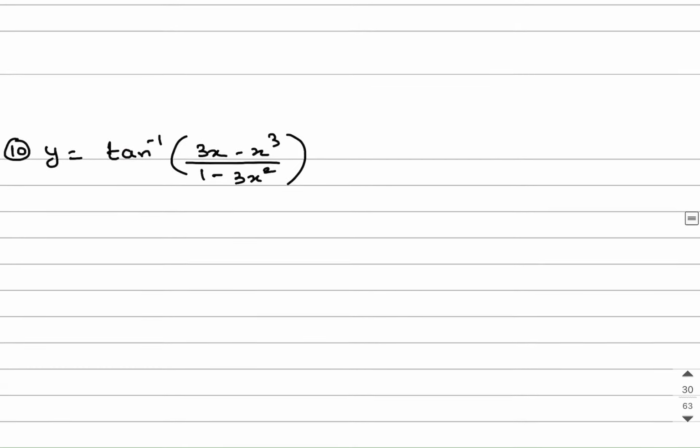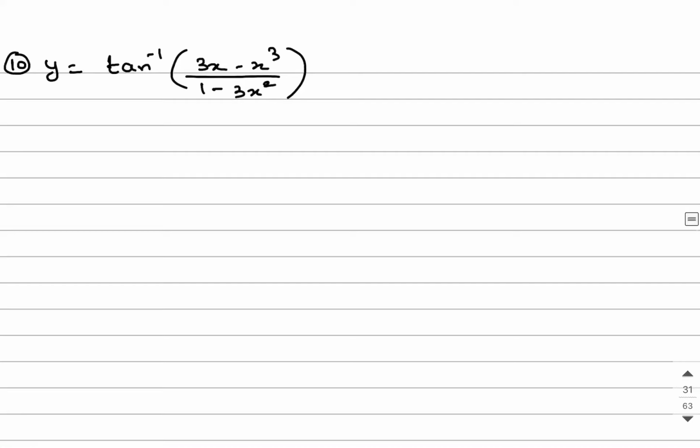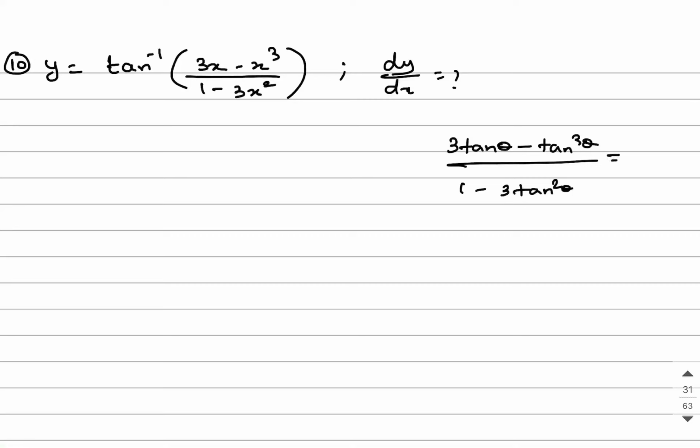Similarly, let's look at the 10th problem. For the 10th problem, y is equal to tan inverse of 3x minus x cube by 1 minus 3x square. We need to find dy by dx. If you look at the right hand side, it is of the form 3 tan theta minus tan cube theta divided by 1 minus 3 tan square theta. So this value is nothing but tan 3 theta.